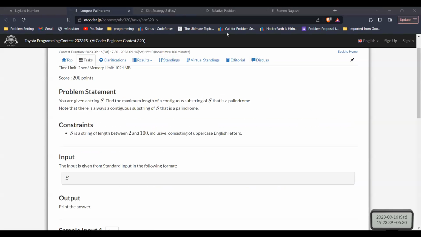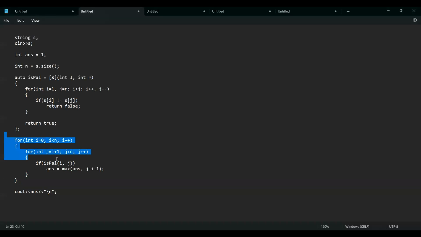So since n is only up to 100, we just have to iterate through all these substrings. The upper bound for the number of substrings is n square, and we just check each and every substring. So your total complexity will be n cube.